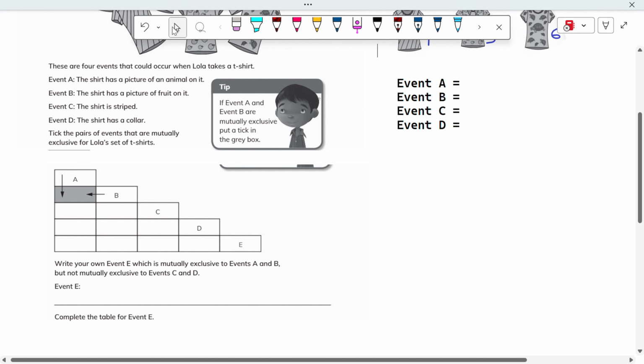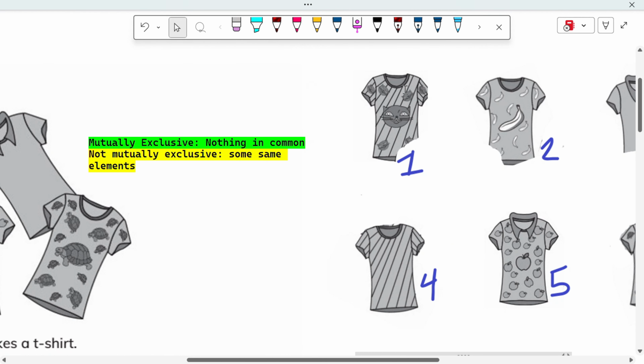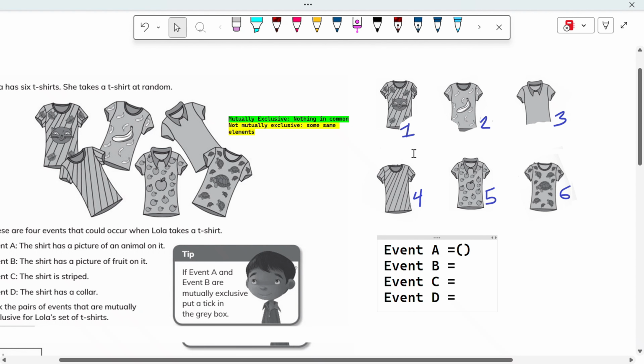At this point, let's find out what the elements for each of the events are. So event A, which says that the shirt has a picture of an animal on it. So let's look at the shirts that have animals on them. Those are going to be the elements, or the members, of event A. As I can see over here, this shirt has a cat on it. So shirt 1, and also shirt 6 has some turtles or tortoise on it.